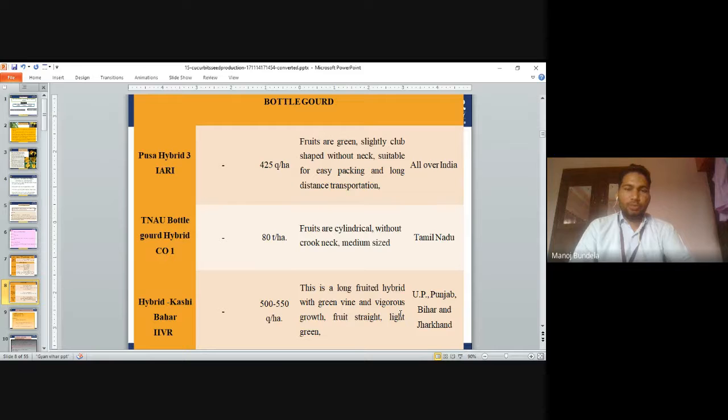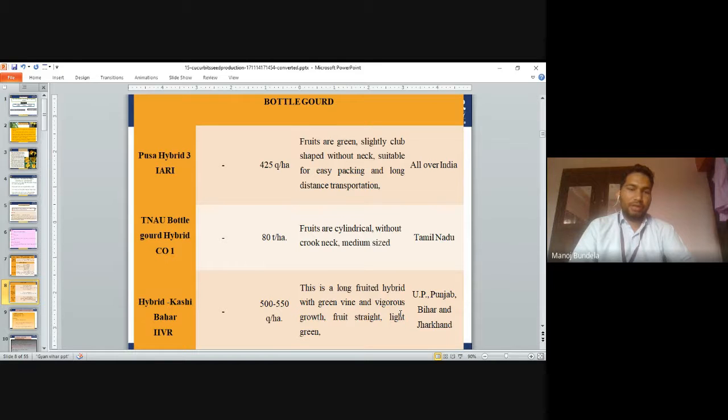Bottle gourd Hybrid CO1 is developed by TNAU. The yield is 80 tons per hectare. Fruits are cylindrical without crook neck, medium size. Developed in Tamil Nadu.